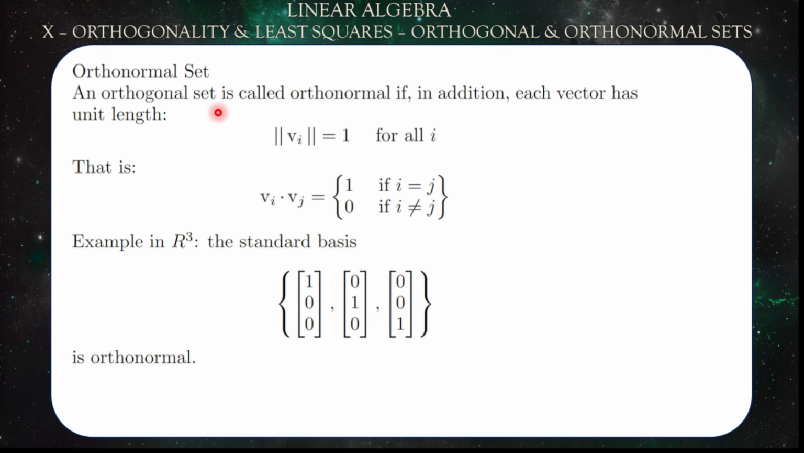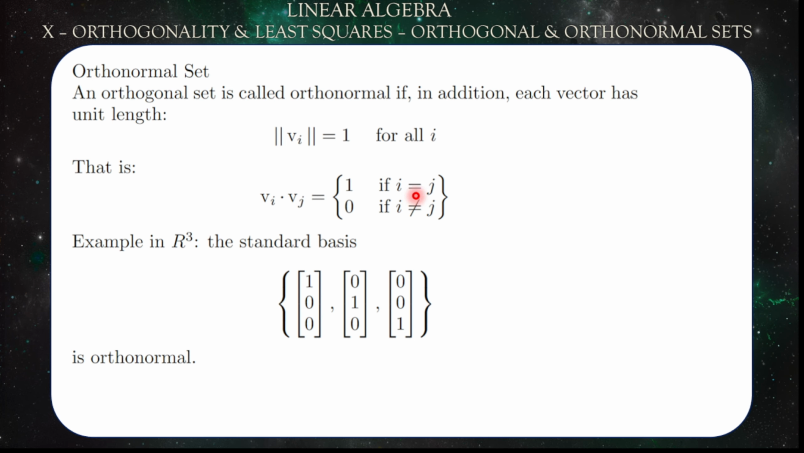Orthonormal set. An orthogonal set is called orthonormal if, in addition, each vector has unit length. So the norm of vi is equal to 1, a unitary length, for all i. That is, vi dot vj is equal to 1 if i is equal to j, and 0 if i is different than j. Example in R3, the standard basis: (1, 0, 0), (0, 1, 0), and (0, 0, 1). If we multiply any of these vectors with another, you get 0. They are at first orthogonal. So vi times vj, for example 1 times 0, becomes 0.